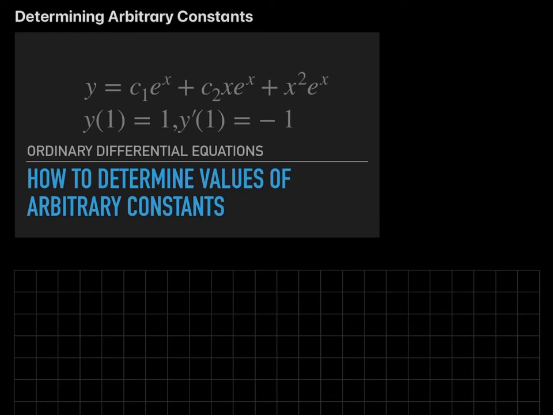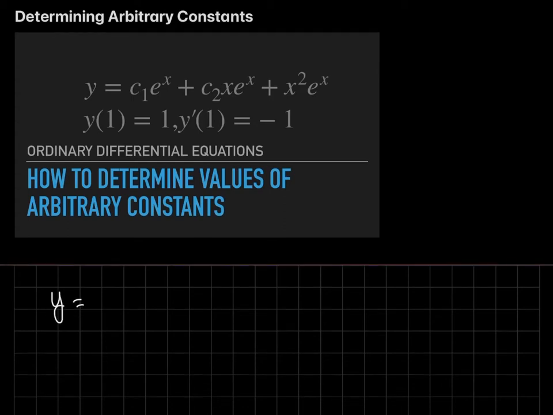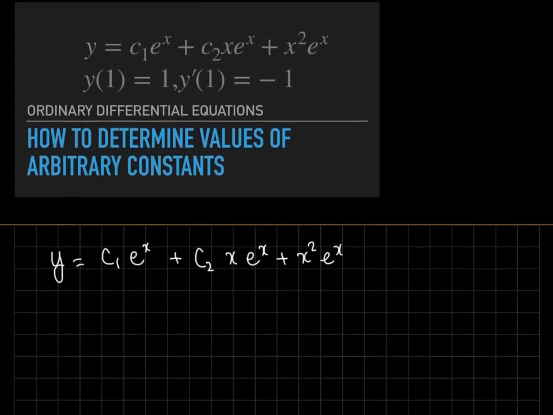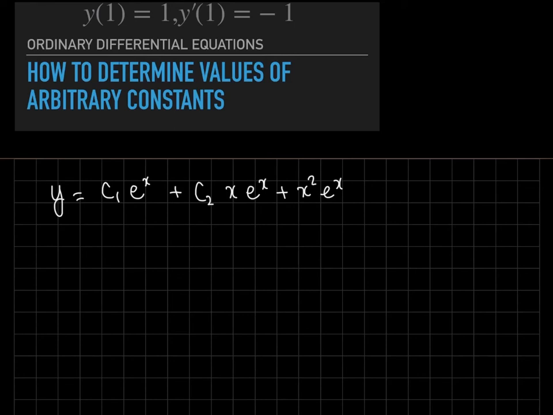So we start by writing down the solution to the differential equation. So this is the general solution. And then we write down the two conditions. y of 1 equals 1, and the other one is y prime of 1 equals negative 1.